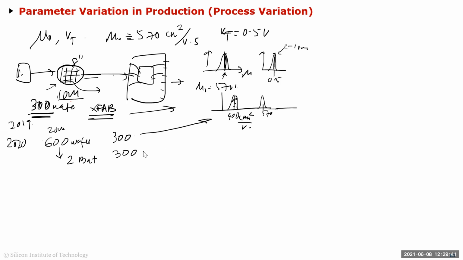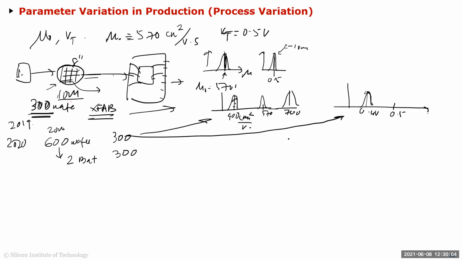I see the second batch, and suddenly the second batch is all even higher, like let's say 700 centimeters square per volt second. Same thing, when I measure the VT turns out to be lower now. Maybe they are like 0.4 volts. Okay, this has some local variation, but they're not anywhere close to the 0.5 I had calculated before. So this batch VT is all small.